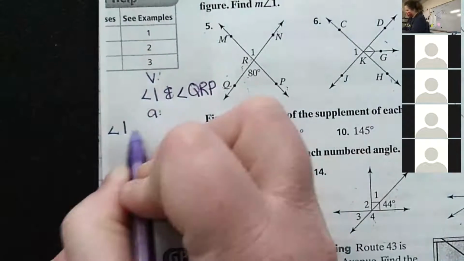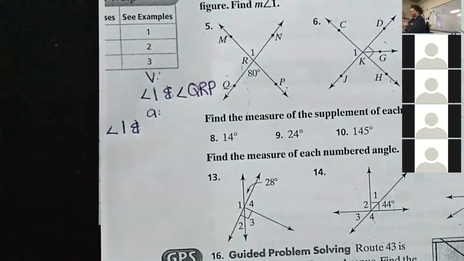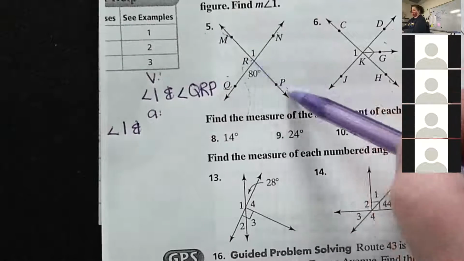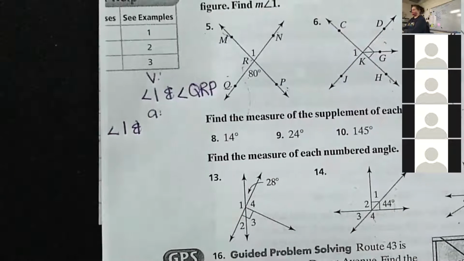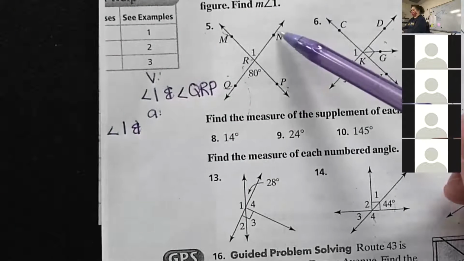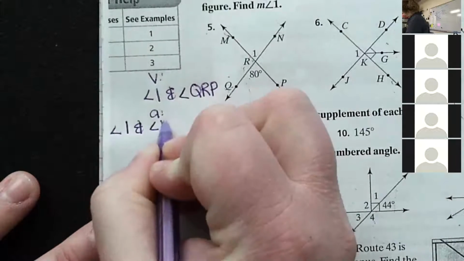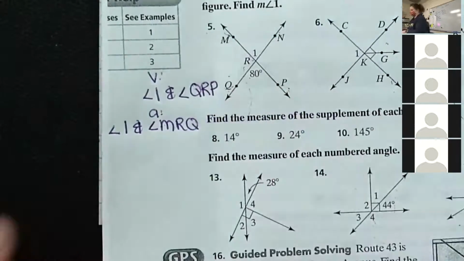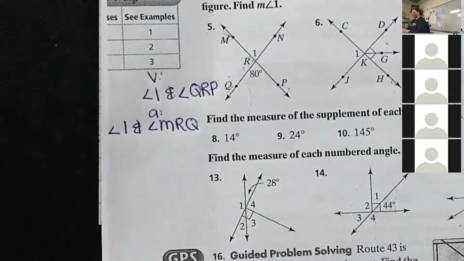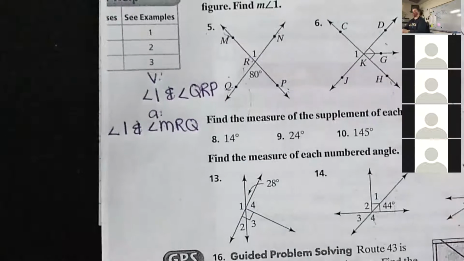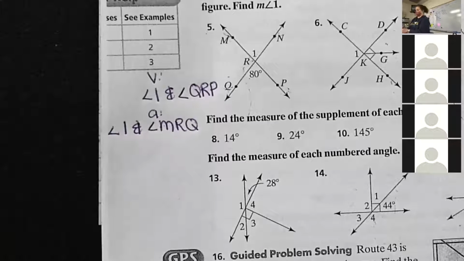Angle 1. I need an angle that's adjacent to angle 1. How many options are there? How many angles are adjacent to this angle right here? 2 of them, right? I could pick this guy, or I could pick this guy. So I don't care which one we do. Which one should we do? MRQ. Yeah. Sure. Angle MRQ. Technically, we could have even picked MRB if we wanted to. Tomorrow. We'll get most of it done right now.